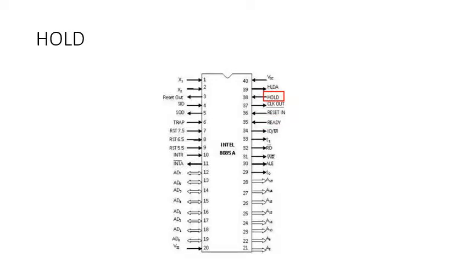Next is about pin number 38. Pin number 38 is hold. Hold pin is used to request the microprocessor for direct memory access. If some external devices are connected with the microprocessor, and those external devices do not have any memory at that instant of time, those external devices will seek the 8085 microprocessor to access its memory. At that instant of time, the 8085 microprocessor will render its memory to the external device.